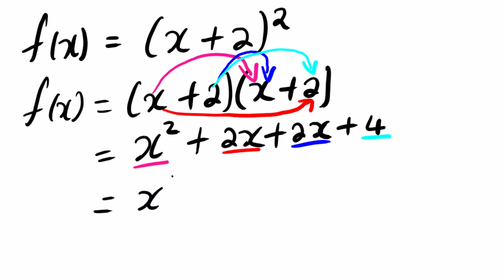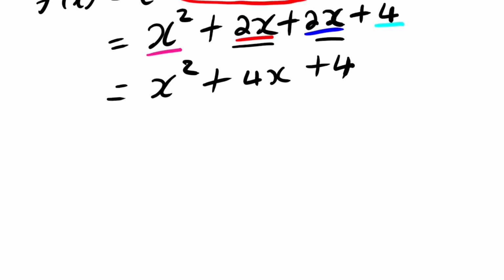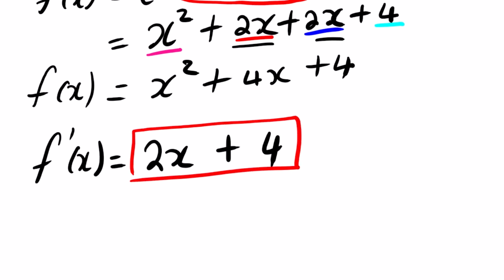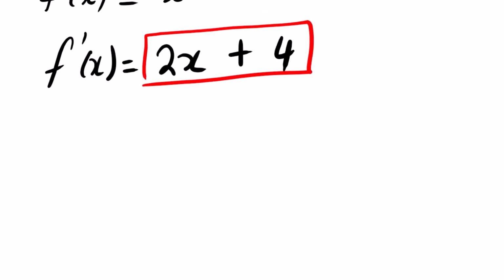And then from there we have x squared. We can see that we have like terms, so 2 plus 2 is 4x plus 4. Then from here we can apply the rules of derivative. So we have 2x plus 4. So you can see that we start by simplifying. Then from simplification, we apply the rules of derivatives.